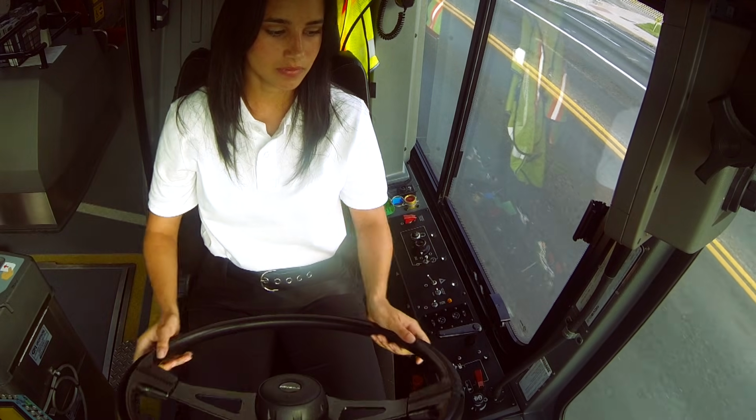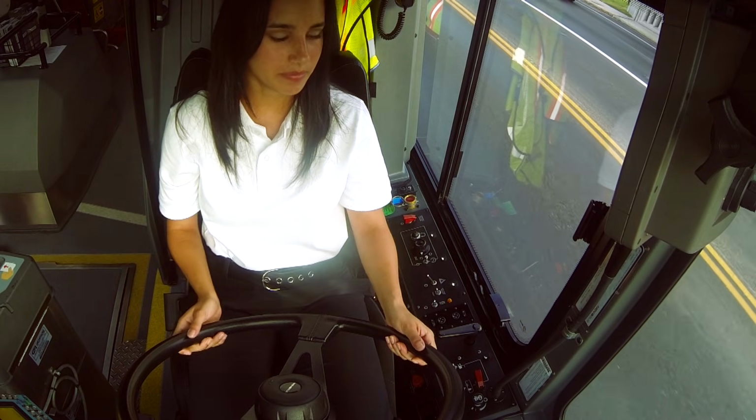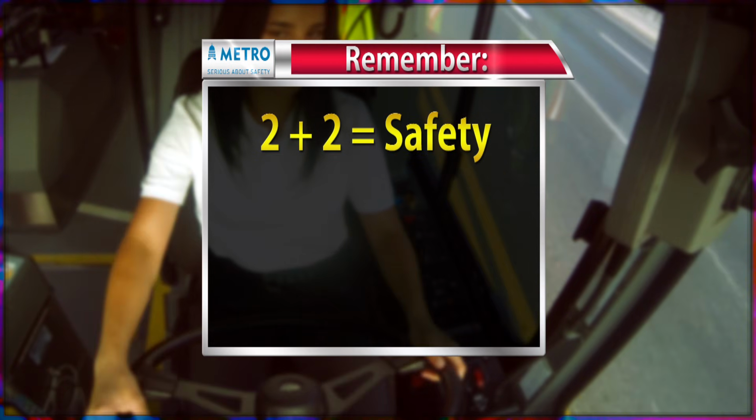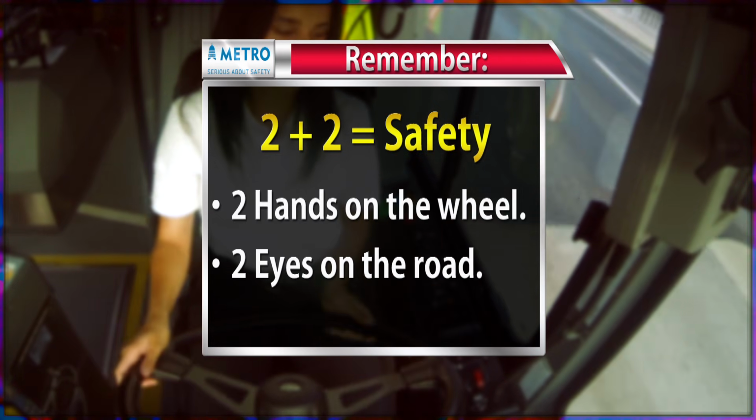She knows her vehicle will only perform as well as she operates it and does not have a casual grip on the wheel. Remember, 2 + 2 equals safety. 2 hands on the wheel and 2 eyes on the road at all times.